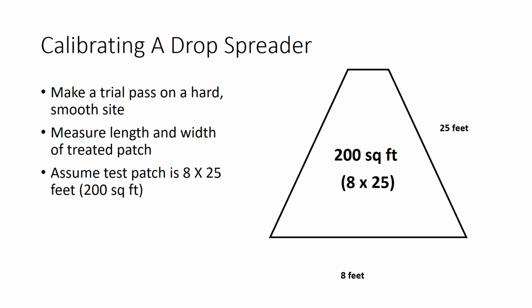In order to calibrate the spreader, you need to have a trial pass on a hard, smooth site. You can spread a tarp out to collect the fertilizer, although some do it directly in the grass. You first need to measure the spread of your fertilizer, then measure a length that will make it easy to calculate. In this example, there is an 8-foot spread and 25-foot length, making the test patch 200 square feet.